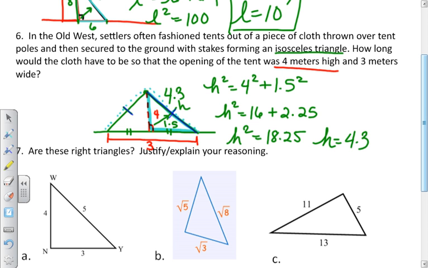But remember, I want the total length of the cloth. And so 4.3 times 2, my cloth needs to be 8.6 meters. I'm always careful to answer the question.